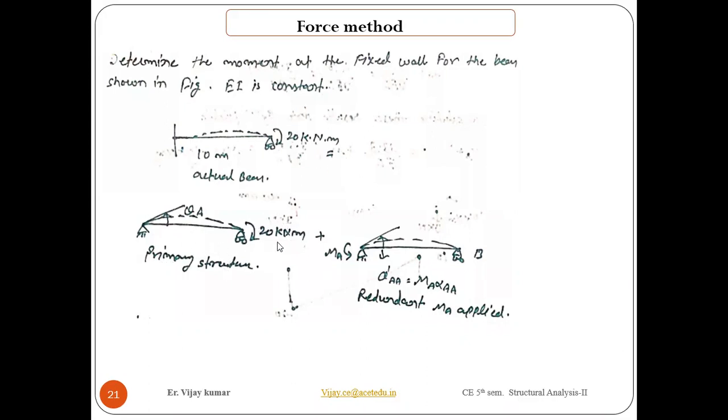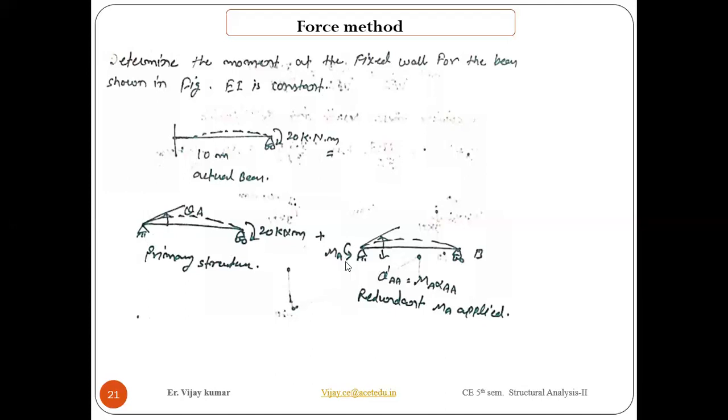There is a 20 kilonewton meter load applied. I remove the fixed support, replace it with the hinge support, and remove the redundant. Now there is a moment that we need to apply here. So what is the deflection taking place here? That is theta A, which happens due to the moment acting at the roller support. So due to that, there is a theta A happening at support A.